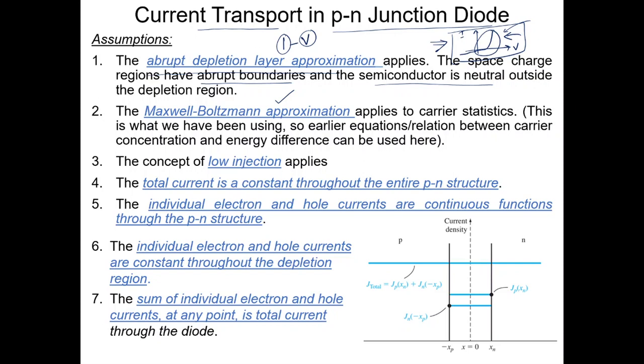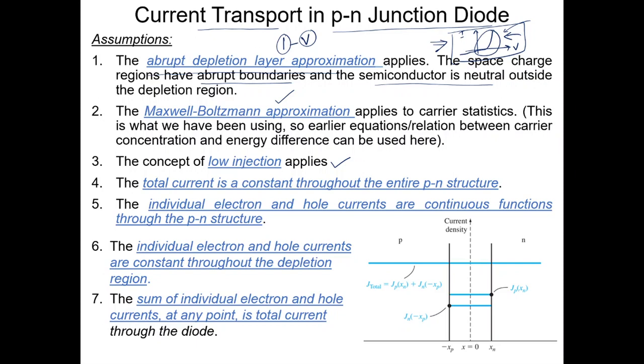We will also assume that the low-level injection condition applies, which means the injection is such that the excess carriers are not going to exceed the majority carrier concentration. So that's the low-level injection condition.